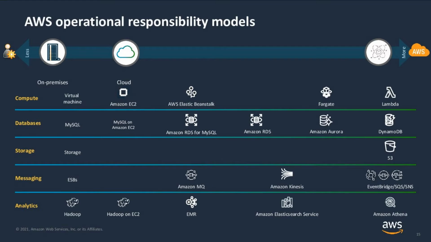And services on the right that provide the highest level of abstraction, such as AWS Lambda, DynamoDB, and S3, is where AWS operates the infrastructure layer, the operating system, and platforms, while customers access the endpoints to store and retrieve data. Customers are still responsible for managing their data encryption options, classifying their assets, and using security tools to apply the appropriate permissions.